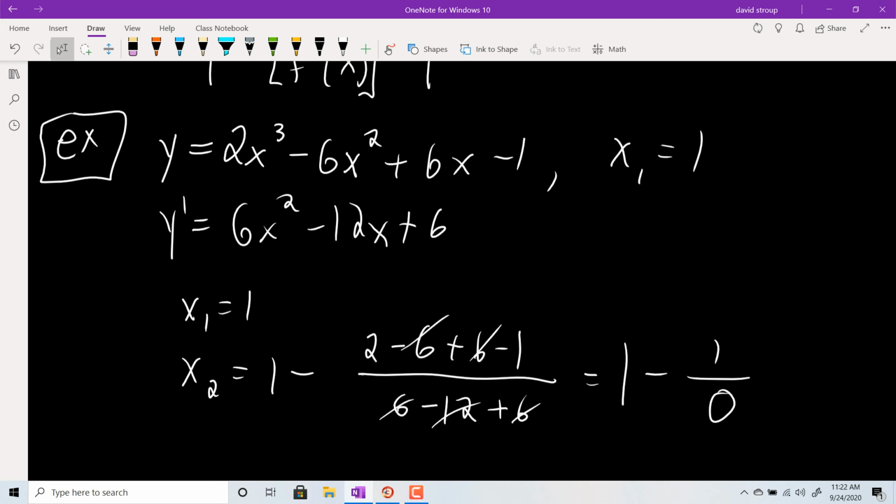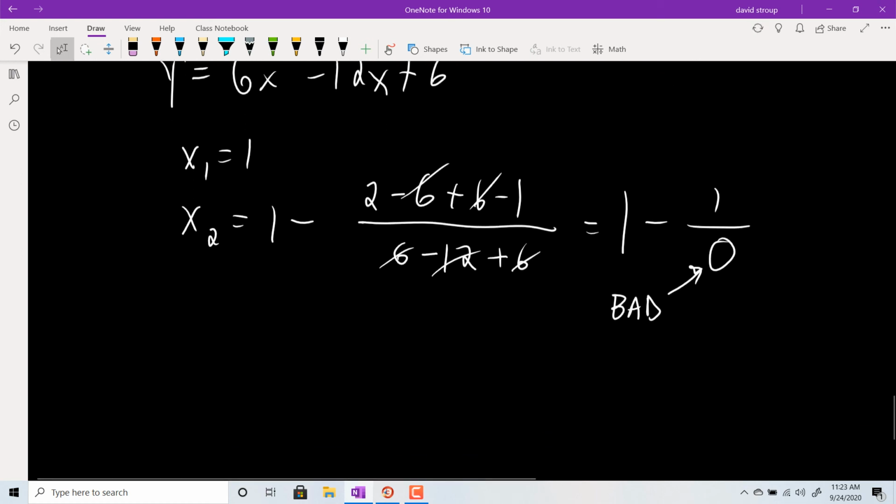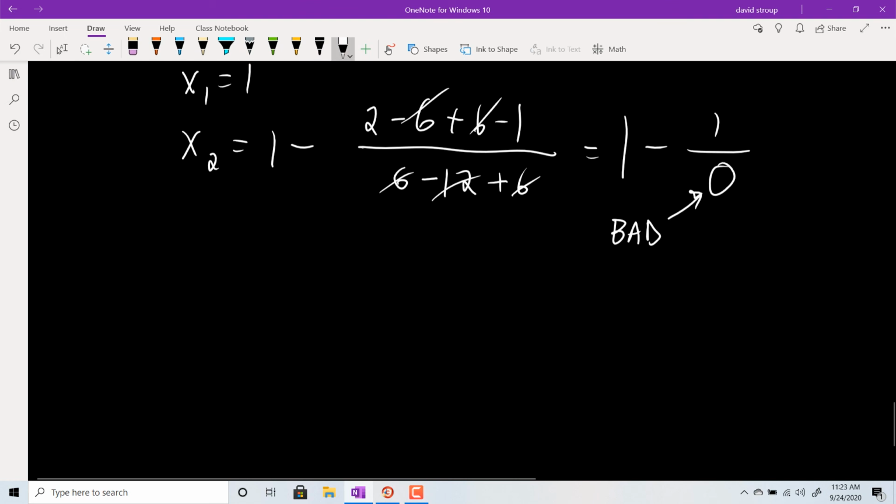And there's the bad news. So this is bad. You cannot divide by 0. So we would have to maybe start at a different starting point. Okay. One final type of question, finding the intersection point of curves.